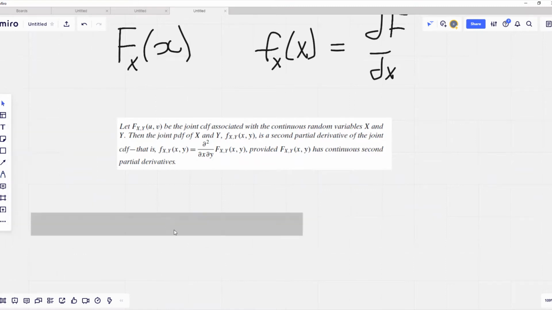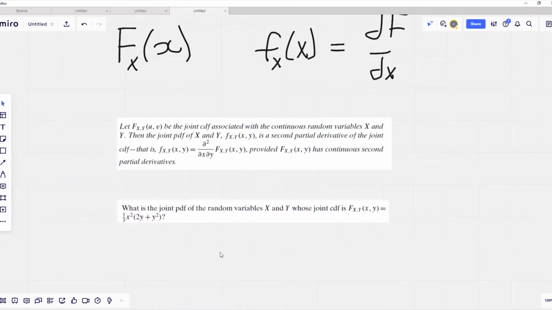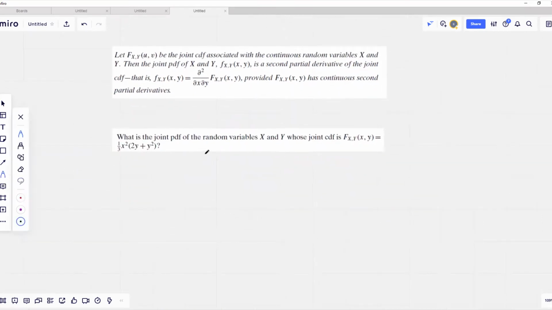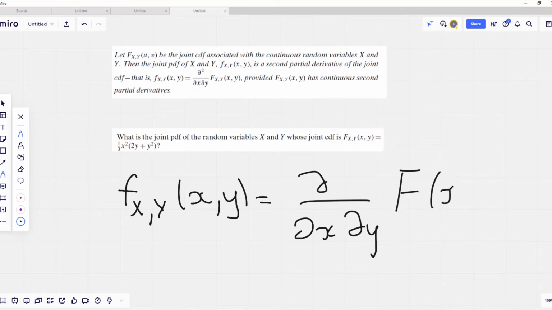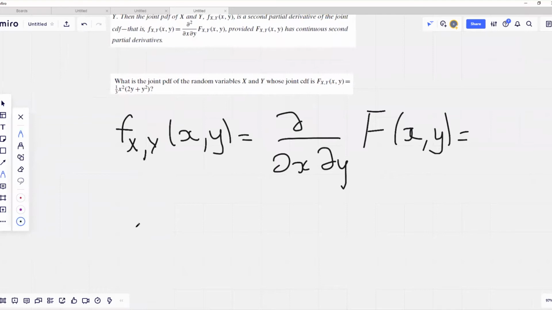So let's take a look at the following problem. Here we have to find a joint PDF of random variables x and y, and the CDF is given as follows here. So we have to find the second partial derivative of the joint CDF function.